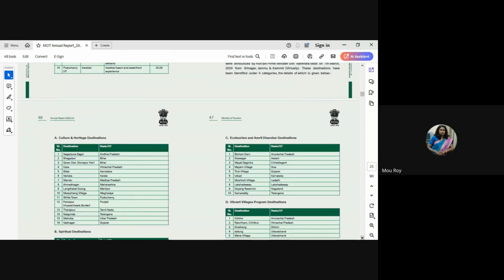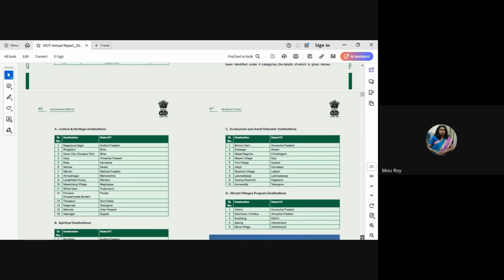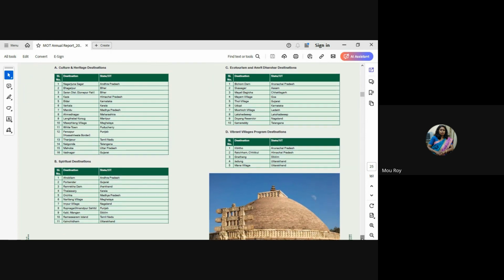Yes, they have even divided like cultural and heritage destinations. Then they have ecotourism spots. Then you have vibrant villages. Then spiritual destinations. So they have divided. Suppose if you want to go to a spiritual destination, you can easily see in which state it is. Suppose if you wanted to go to a spiritual destination at Tamil Nadu, you can visit the Rameshwaram temple. Okay, if you wanted to go to a culture and heritage destination, you can go to Thanjavur at Tamil Nadu.